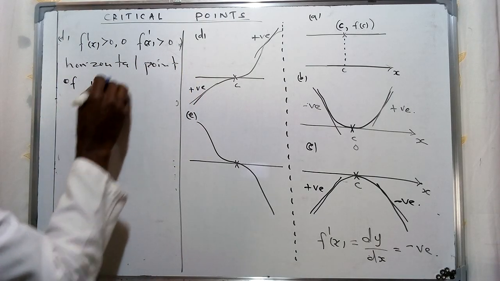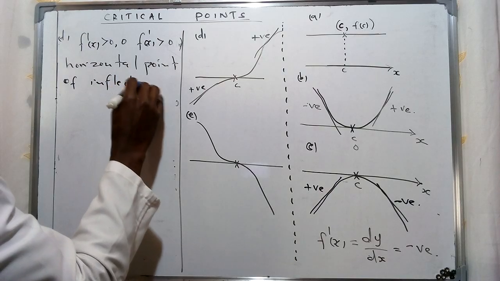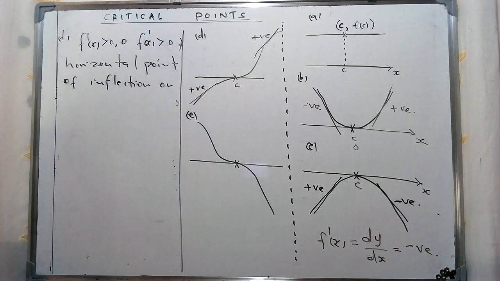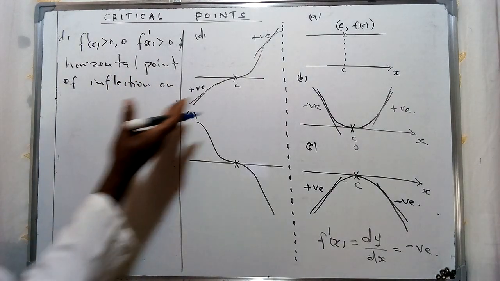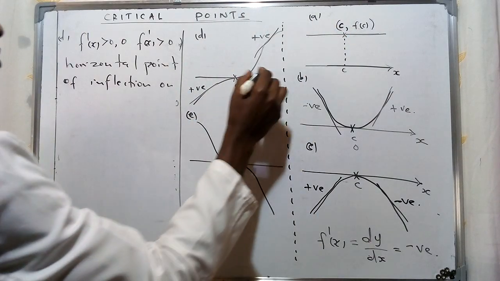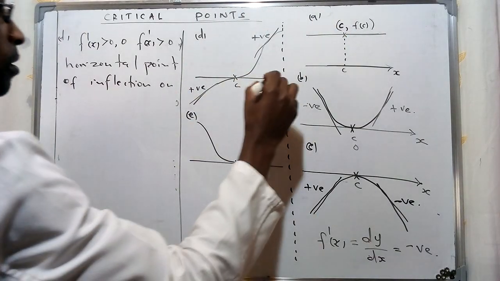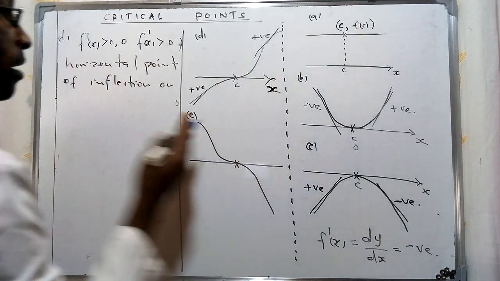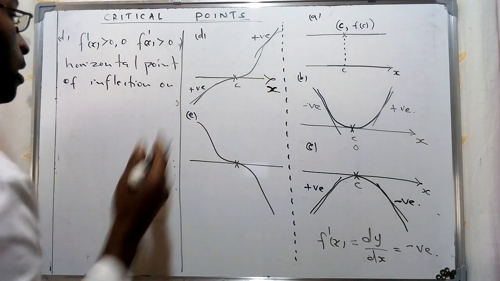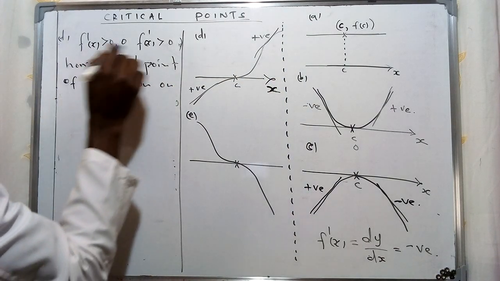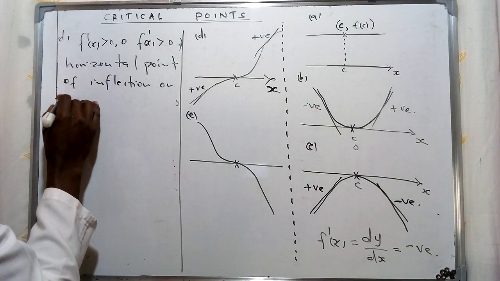point of inflection on what we refer to as a rising curve. So this is going to give a trend as we go along the x-axis. Of course, this is going to have this particular change which is going to depict a rising curve. So we're going to have a horizontal point of inflection on a rising curve.